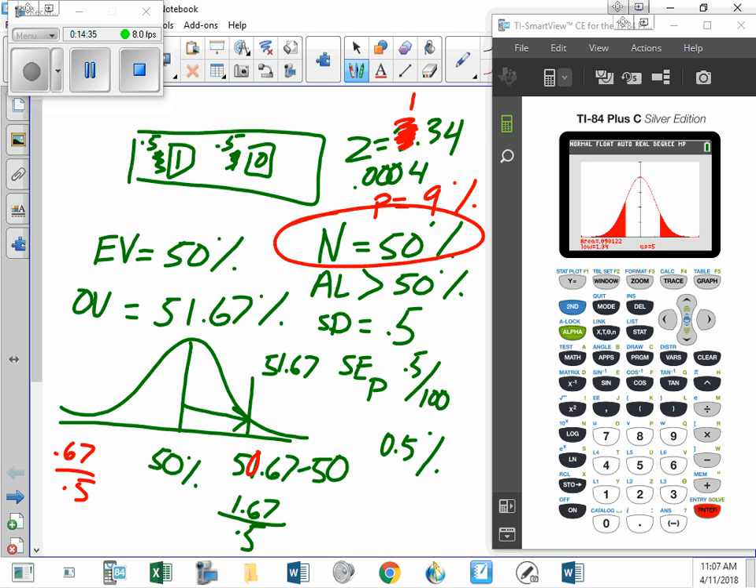Okay? The error could be explained by chance variation. Okay? So 5,067 is not significantly higher than 5,000. Did that help? So 5,067 is not significantly higher than 5,000. But 5,167 is significantly higher than 5,000. Okay. We're done.